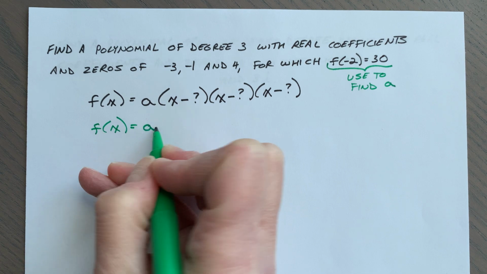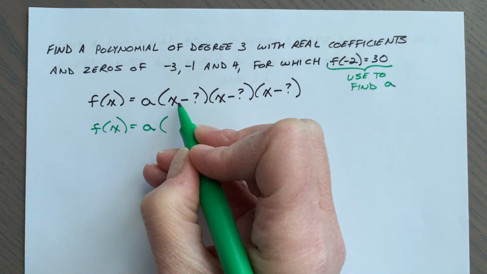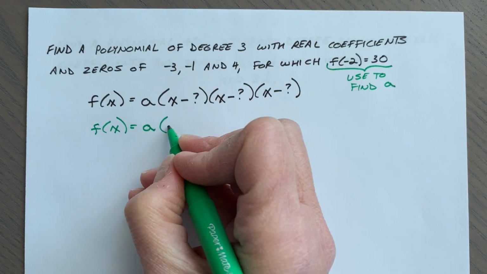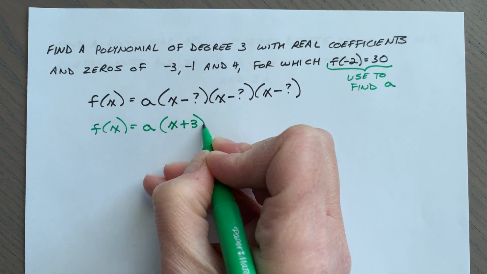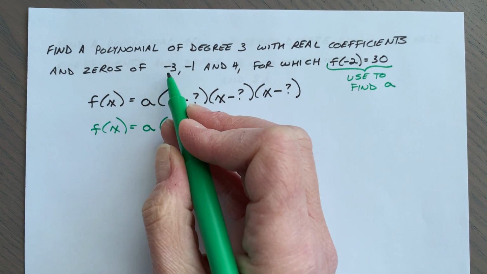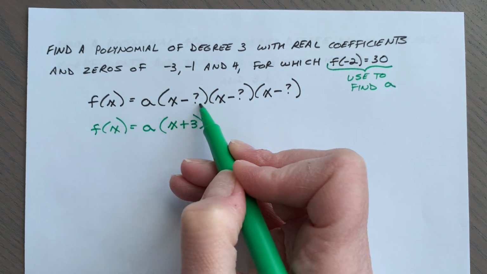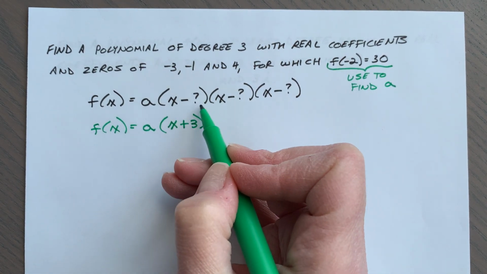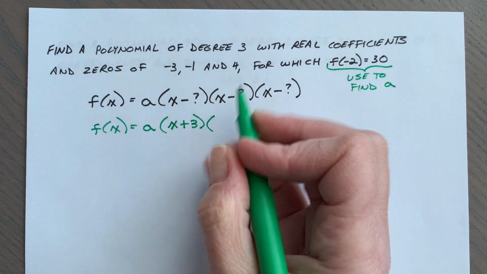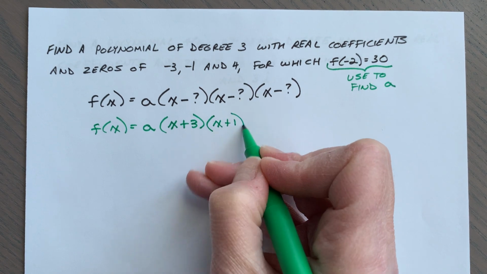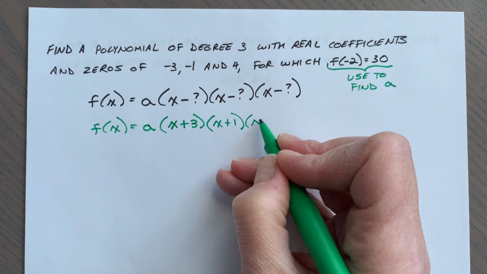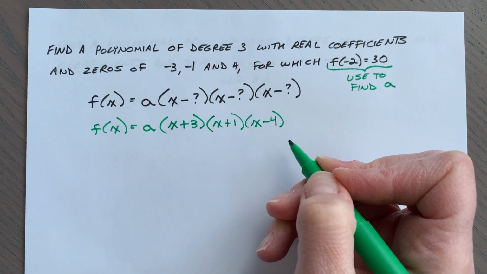So f of x is going to equal that mystery coefficient a. And then let's work with our zeros here. If -3 is a 0, then x plus 3 is a factor. Because if we set this equal to 0, the solution is -3. Or you could plug in -3 here to our x minus k form and see we get x plus 3. If -1 is a 0, the factor that's related to is x plus 1. And if 4 is a 0, the factor that is related to is x minus 4.